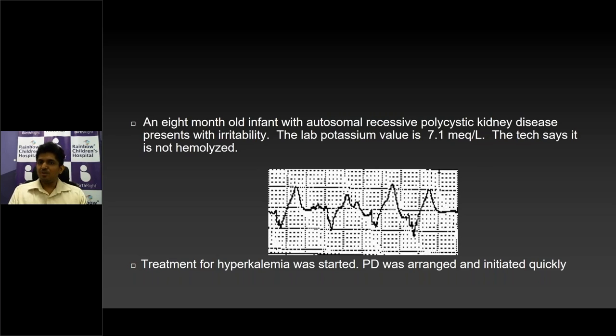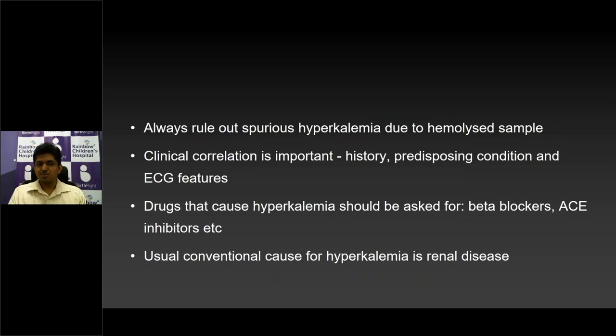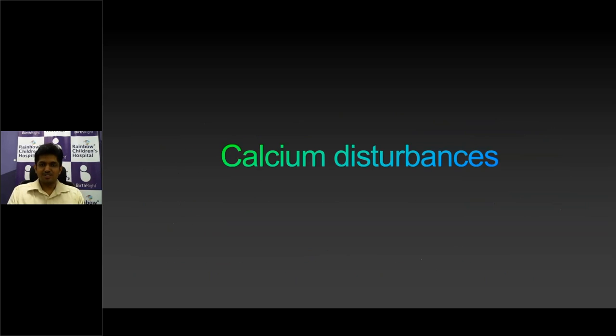If the ECG is normal, then probably it could be spurious, and therefore you can ask for a repeat potassium. But if your ECG shows changes of hyperkalemia, then you have to immediately go for the treatment for hyperkalemia. Therefore, do not ignore any hyperkalemia as a spurious value. Go into the history, clinical examination, and also find out any precipitating factors for hyperkalemia in this particular child.